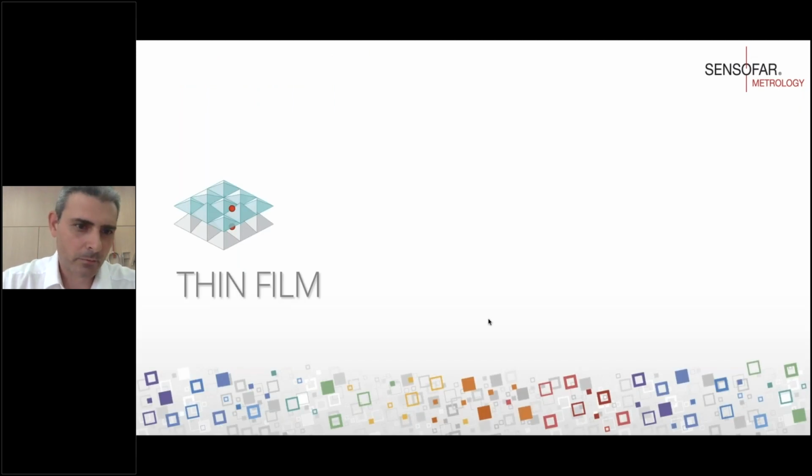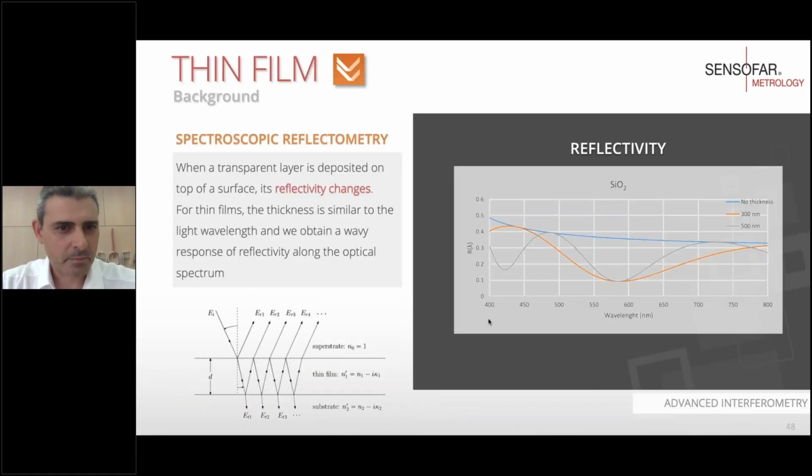So this is the real domain for thin films. Spectroscopic reflectometry is a very well-known technology. It's not something new. It's been in the market for like 30 years or even more than that. Basically, when we illuminate a surface from the top, there will be a reflection and a transmission of light inside the material.